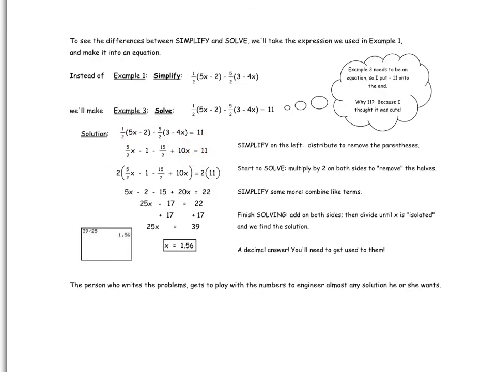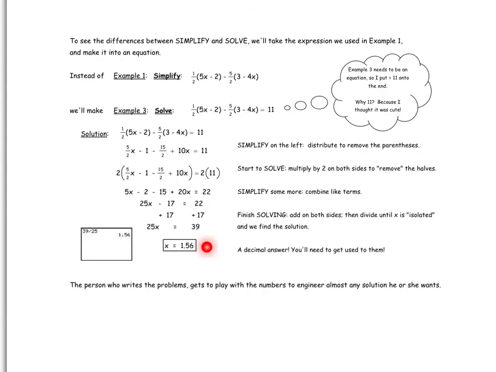I multiplied both sides of the equation by 2. That made a 5x, a minus 2, a negative 15, and a plus 20x, except now it equals 22 instead of 11. I made sure the two sides of the equation were still balanced, and that makes the whole thing kosher. Add 17 to both sides, divide by 25, and there's your answer.